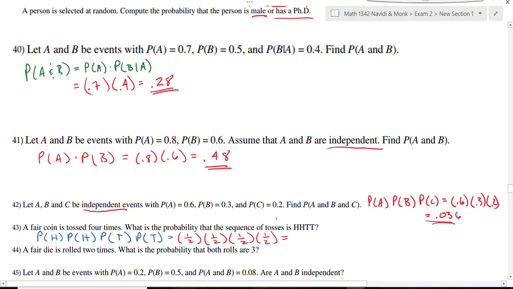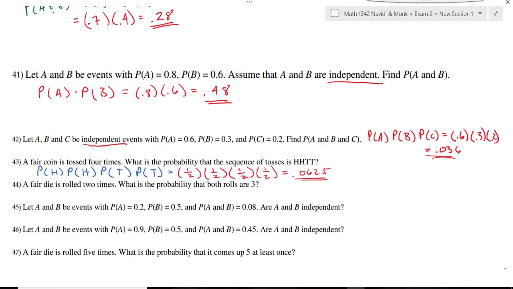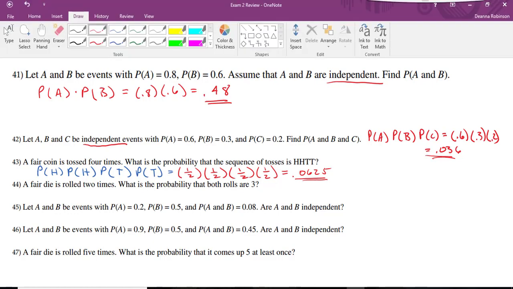And 1/16 as a decimal is 0.0625. Number 44. A fair die is rolled 2 times. What is the probability that both rolls are 3? Are the rolls of the die independent of each other? Yes. So that would be the probability that I roll a 3 times the probability that I roll a 3.